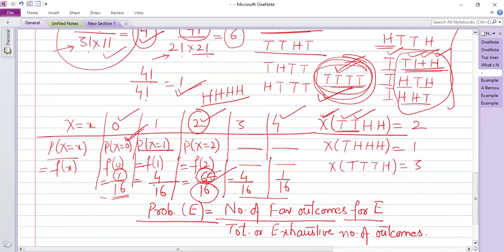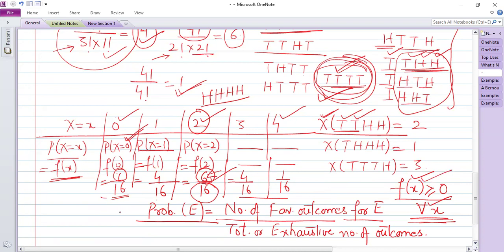Now, here is one important observation: this f(x) is never negative, for any value of x. Why is this f(x) never negative? Because this f(x) is basically a probability, and probability can never be negative.